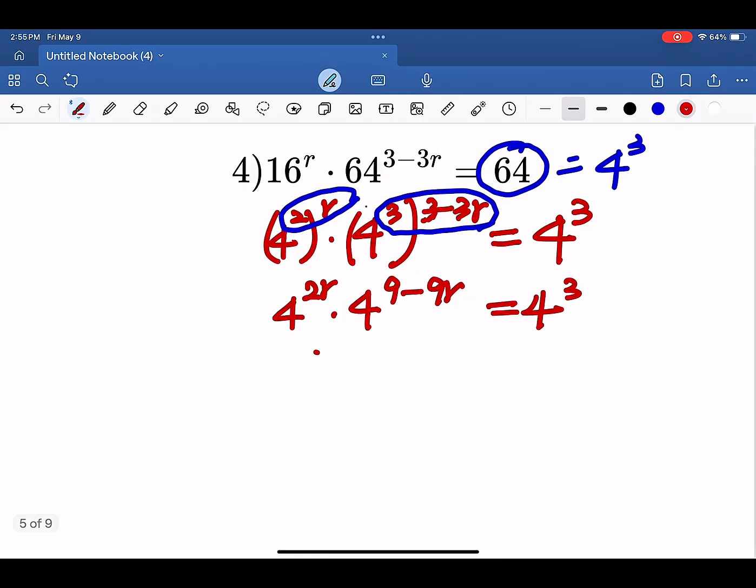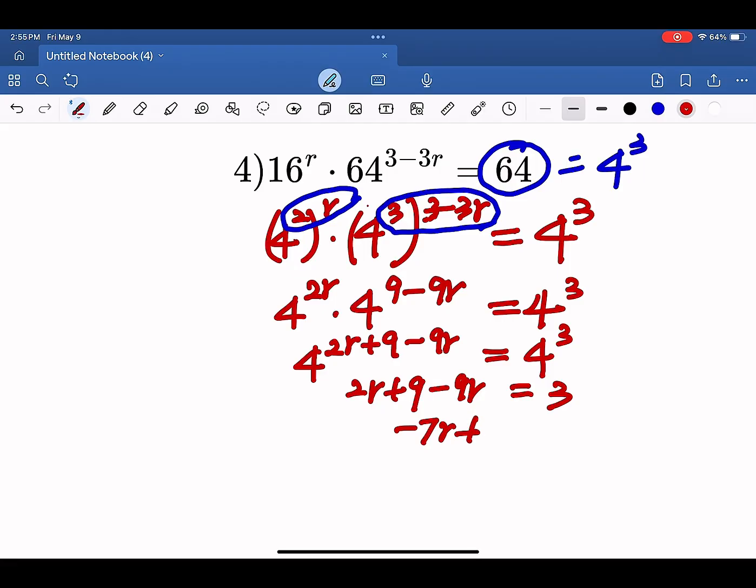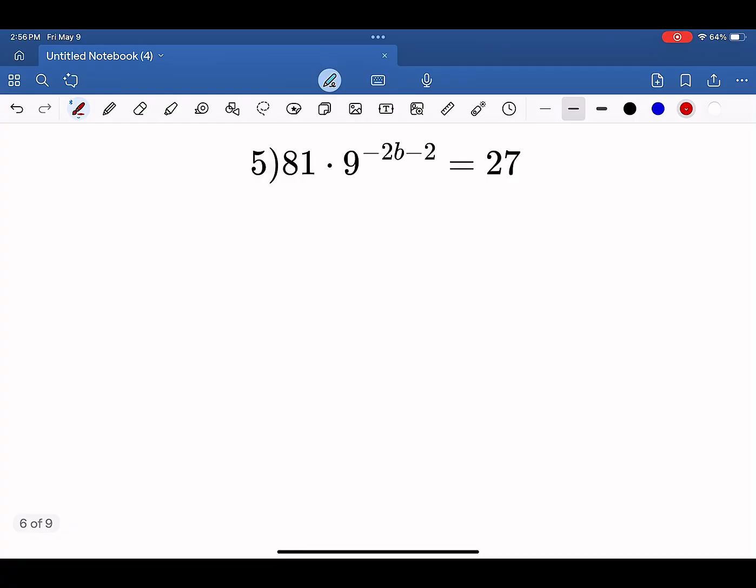Now we add the exponents. 2r plus 9 minus 9r equals 3. 2r minus 9r is negative 7r plus 9 equals 3. You subtract 9 from both sides, so negative 7r equals 3 minus 9, which is negative 6. So r equals negative 6 over negative 7, which is 6 over 7.